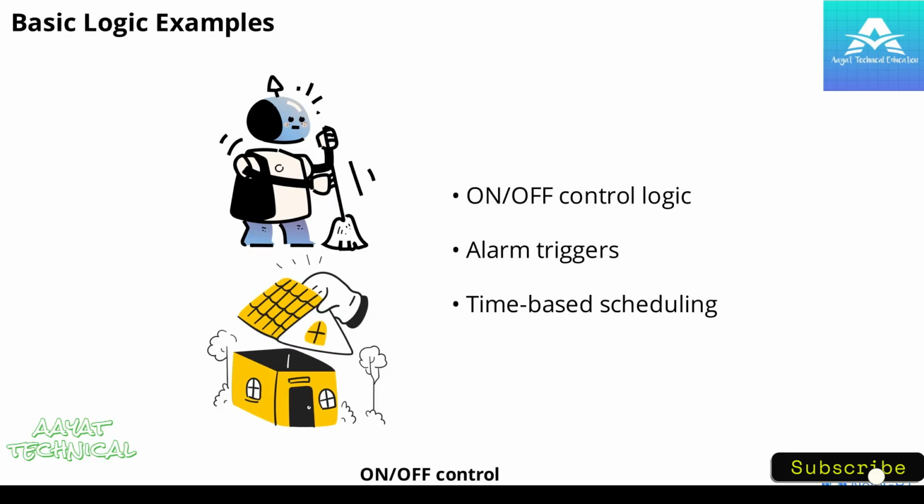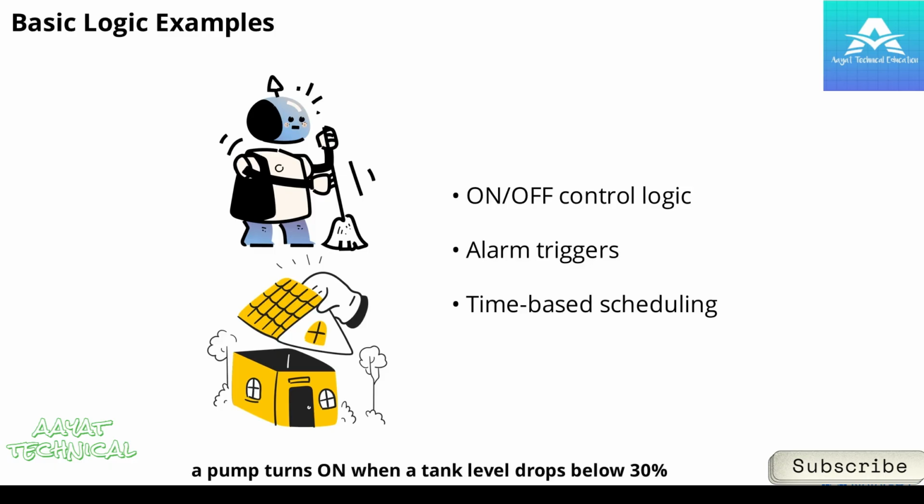On-off control, also known as binary logic, is the simplest form. For instance, a pump turns on when a tank level drops below 30% and off otherwise. Alarms are triggered if, say, the room temperature exceeds 30 degrees C. Time scheduling is another common logic. Lights can be programmed to turn on from 6 p.m. to 6 a.m. automatically. These straightforward if-then rules form the foundation of BMS programming, ensuring essential building functions operate smoothly and reliably.